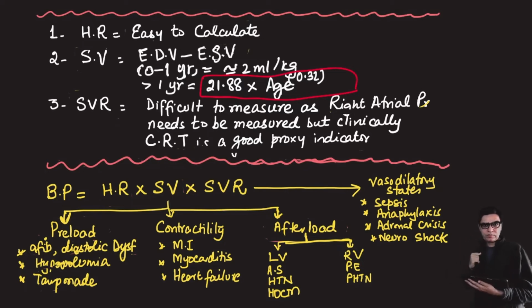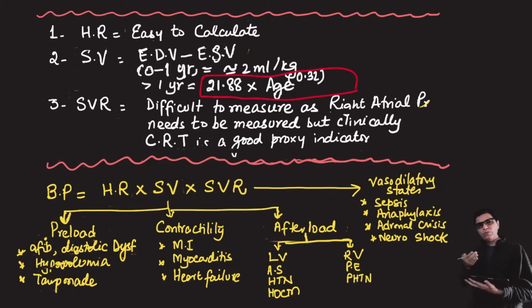Then the third thing is systemic vascular resistance. Again, if you want to calculate the actual value, it's very difficult because you need to determine the right atrial pressure. For that you need to put a catheter from the subclavian vein or the internal jugular vein down into the right side of the heart, which is an invasive process. Probably the cardiologist would do that, or it would be done in an intensive care where the intensivists are well trained in that procedure. It's invasive monitoring, and in most EDs we don't have this facility.